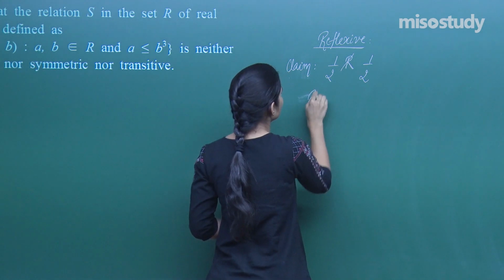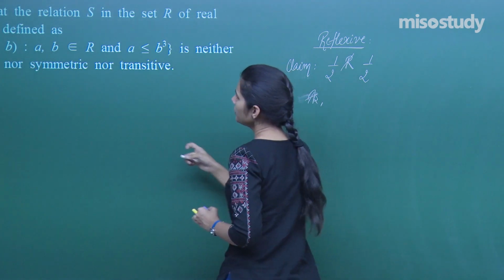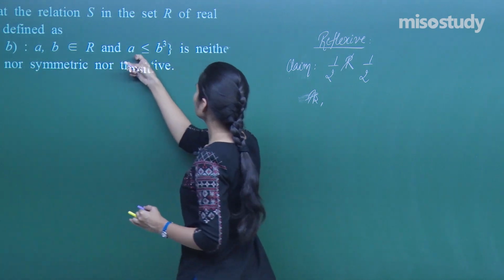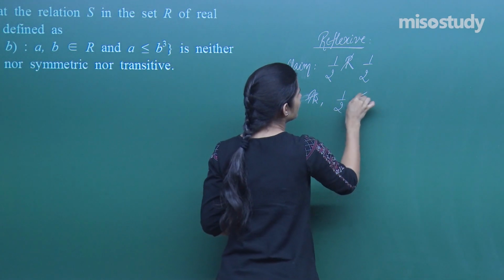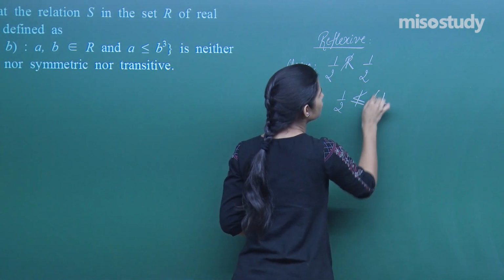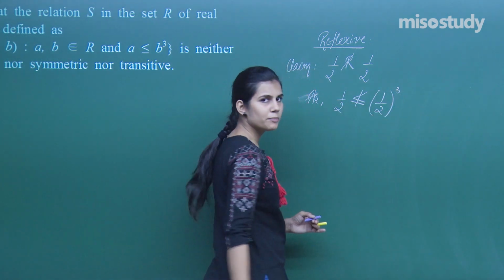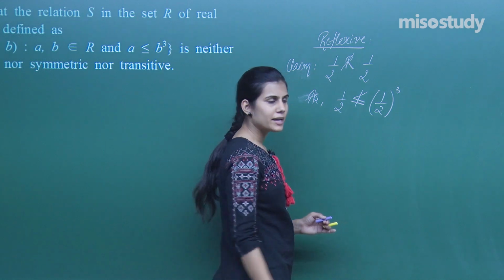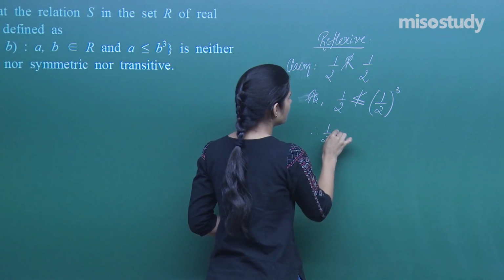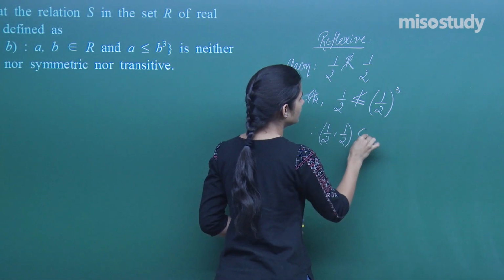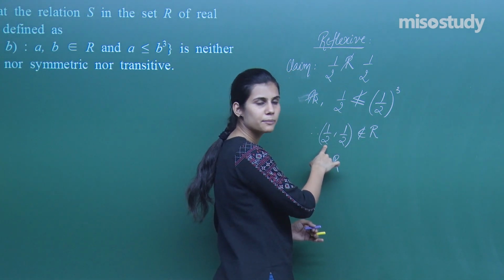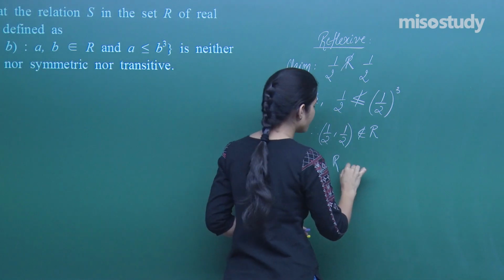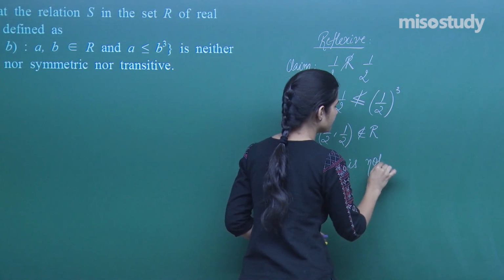Why? 1 by 2 will be related to 1 by 2 only when 1 by 2 is less than equal to 1 by 2 cube. But 1 by 2 is not less than equal to 1 by 2 cube. Yes, 1 by 2 cube is 1 by 8. 1 by 2 is not less than 1 by 8. Therefore, 1 by 2 comma 1 by 2 does not belong to R. And there exists some particular real number which is not related to itself and therefore R is not reflexive.